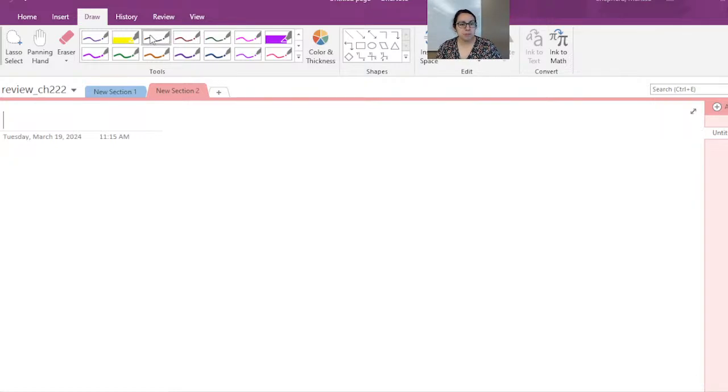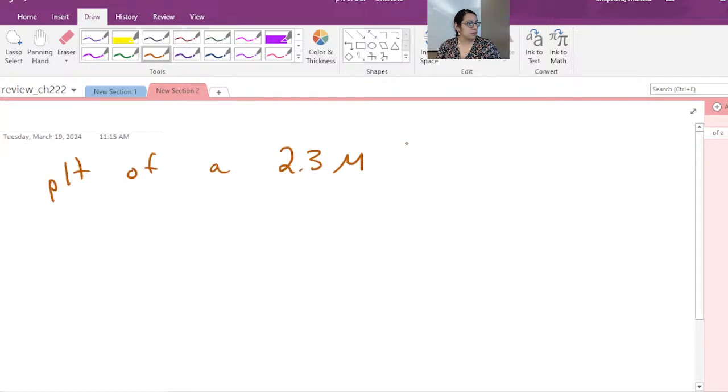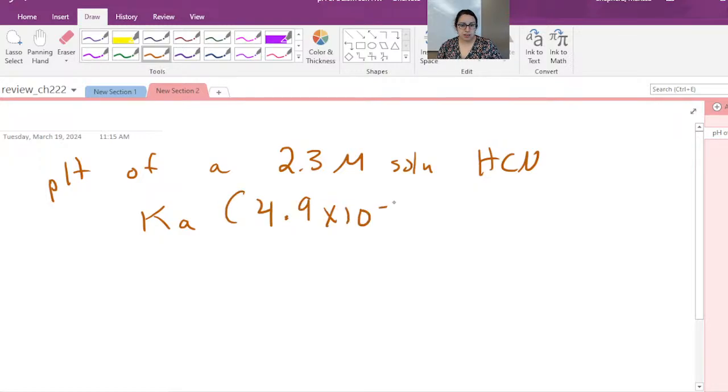And so similar but different. And so let's calculate the pH of a 2.3 molar solution of our cyanic acid, and it has a Ka of 4.9 times 10 to the negative 10.